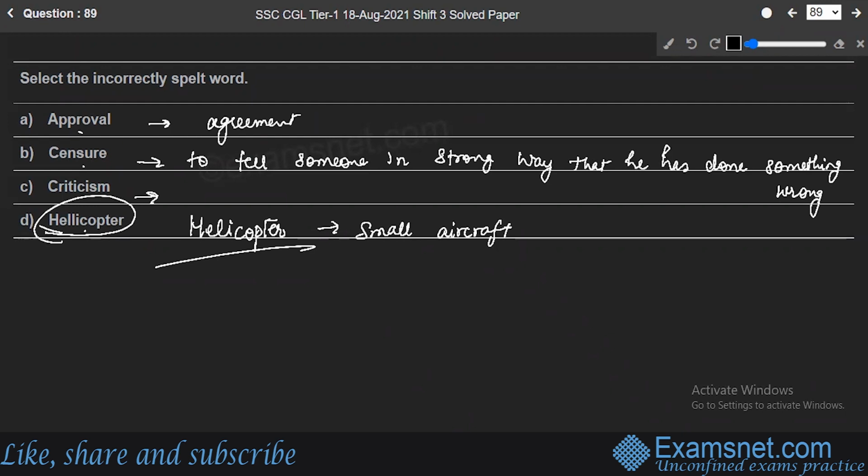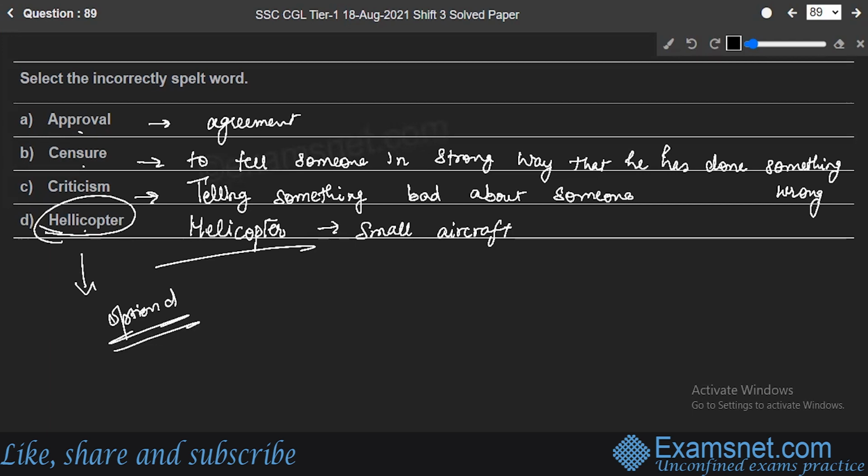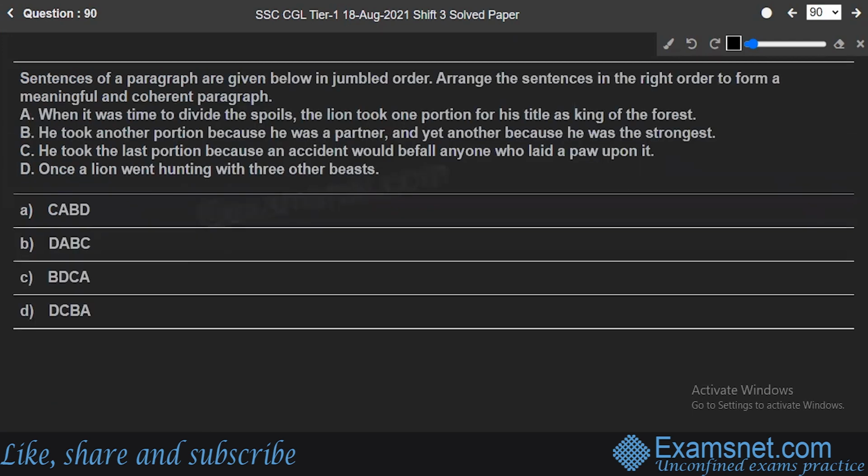Criticism is an expression when you're telling something bad about someone. So helicopter is the incorrectly spelled word in this question. Hope you are clear. Let's move to the next question, number 90.